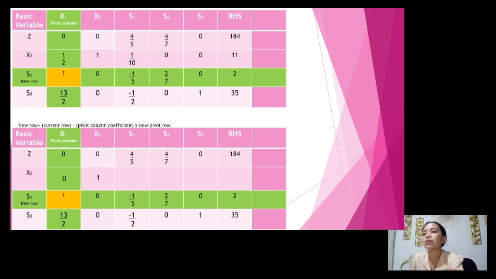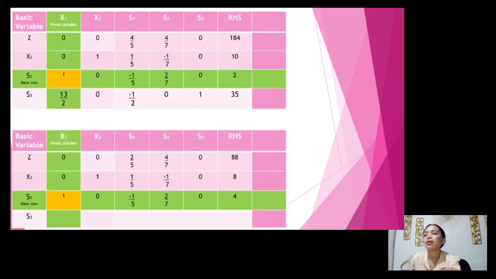So this will be 0, then 1 minus 1 half times 1 is 1. Then 0 is 1. Then 1 over 10 minus 1 half times negative 1 over 5 is positive 1 over 5. Then 0 minus 1 half times 2 over 7 is negative 1 over 7. Then 0 minus 1 half times 0 is 0. 11 minus 1 half times 2 is 10.